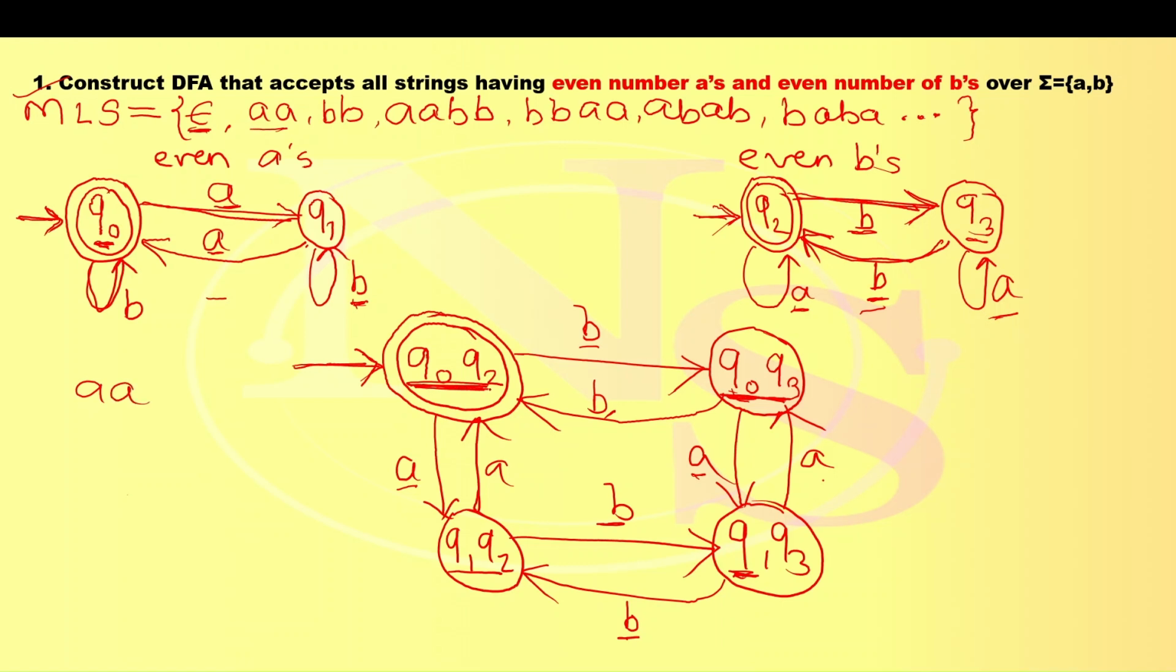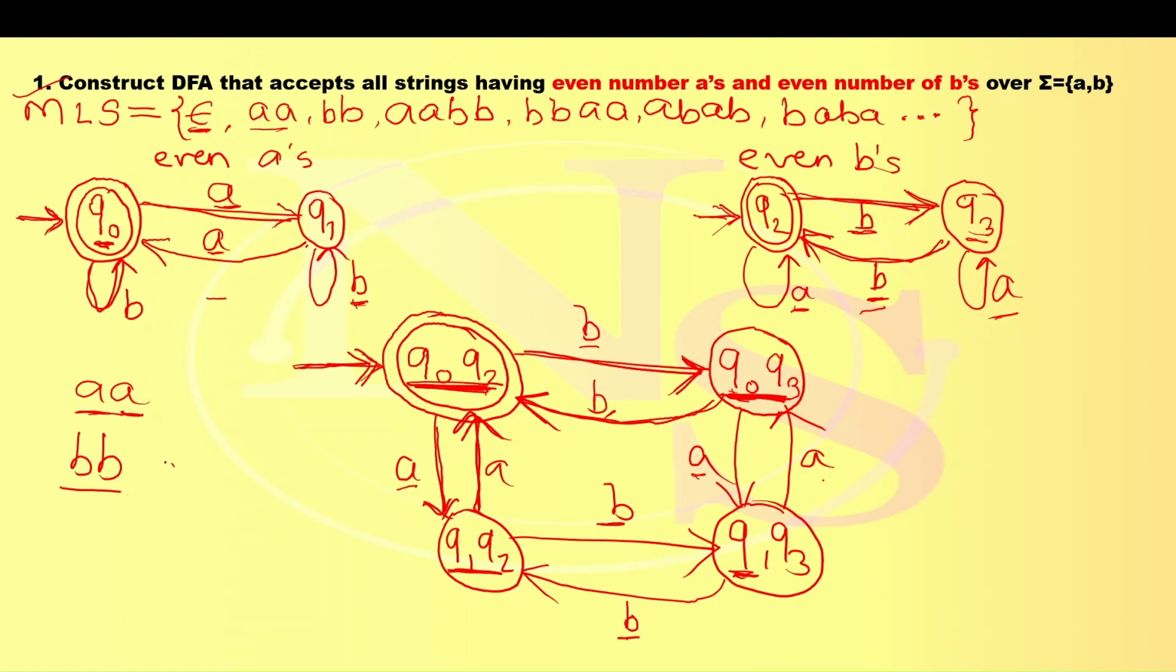Automata starting with the starting state Q0 Q2. First symbol is A. So Q0 Q2 reading A, and going to another state Q1 Q2. For second A, there is a transition from Q1 Q2 to Q0 Q2. So both A's are accepted because automata is in the final state. If we check for double B, automata starts with Q0 Q2 as a starting state, first B reaching to state Q0 Q3. For second B, it's coming back to final state Q0 Q2. So double B is also accepted.